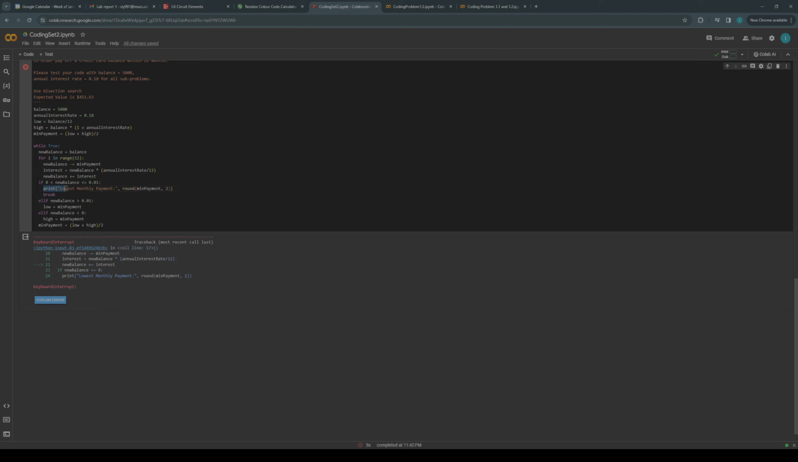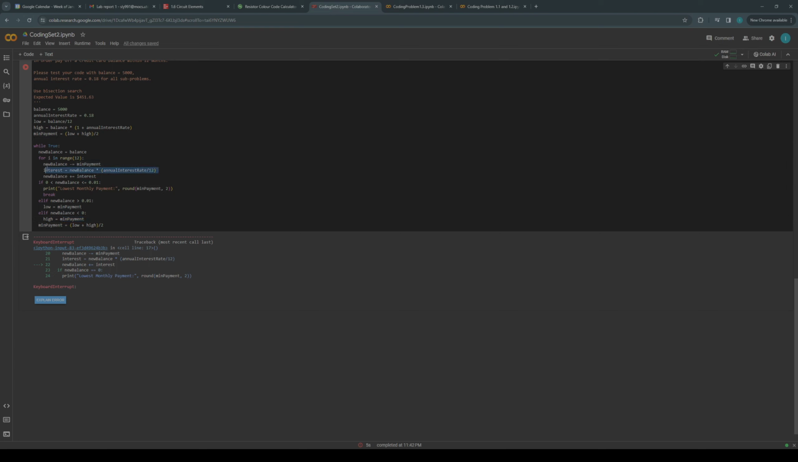So we print the lowest monthly payment if it's between 0 and 0.01, and then we break out of the while loop. Else if the new balance is greater than 0.01, basically meaning the minimum payment's too low, then the absolute lowest boundary that we can have is that minimum payment, because it was just too low. If the new balance is less than 0, that means our minimum payment's too high. So our absolute highest boundary is going to be the minimum payment.